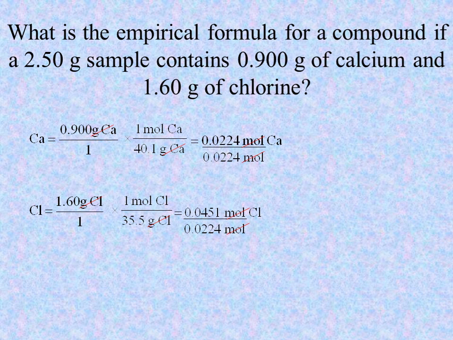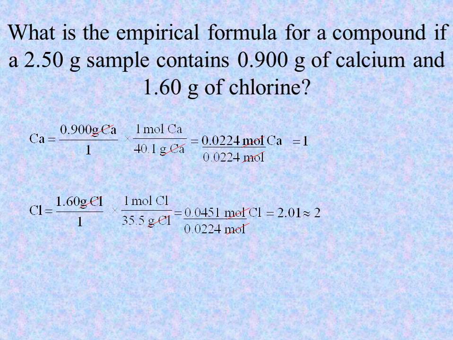And we see that the moles cancel out, so again we are getting a unitless value, and these numbers that we will get as quotients will serve as our subscripts. And calcium obviously will come out to be a 1. Chlorine, with the values that we have and the number of significant digits, comes out to be 2.01.